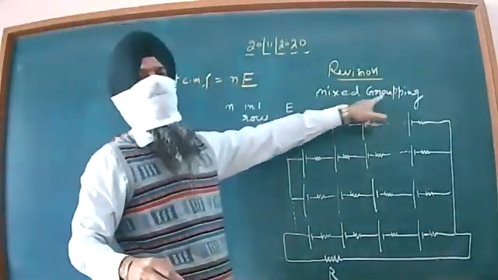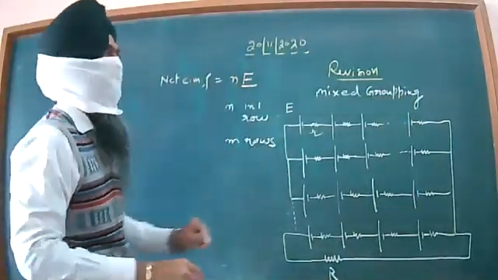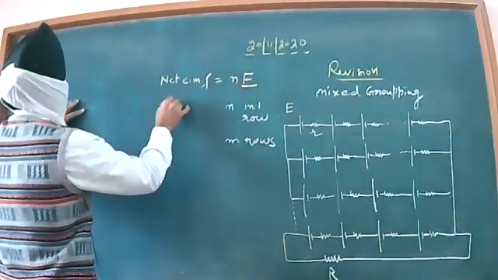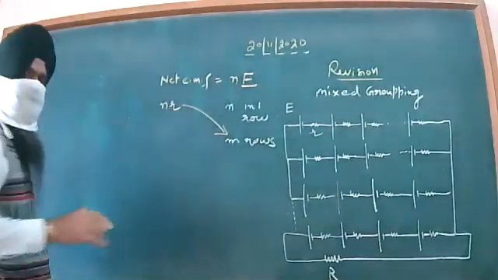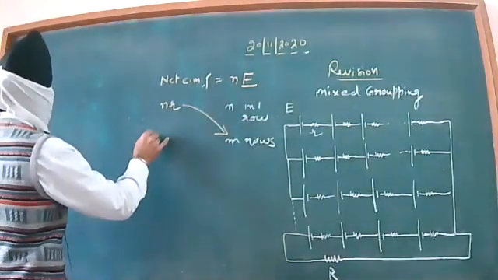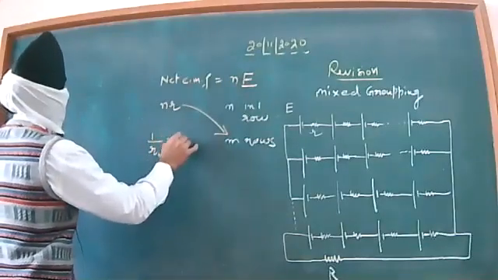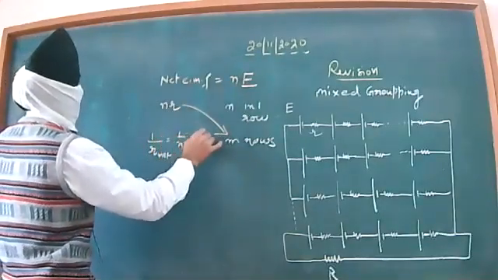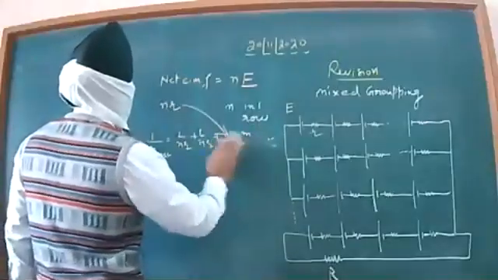E plus E plus E plus E, n times, it will be n into E. In one row, net internal resistance will be equal to n into r, and there are m rows as indicated in the beginning. So net internal resistance will be 1 by nr plus 1 by nr, and so on, m times.